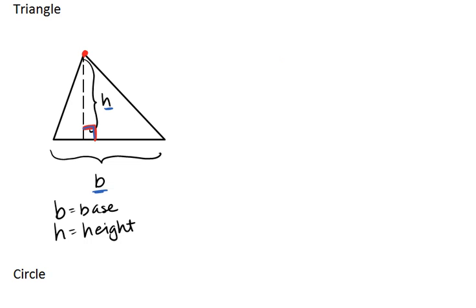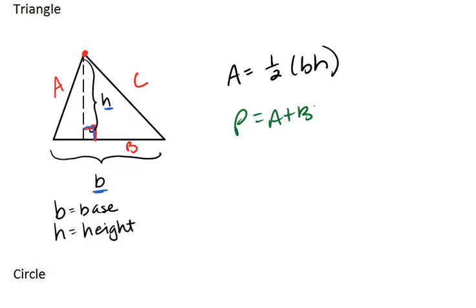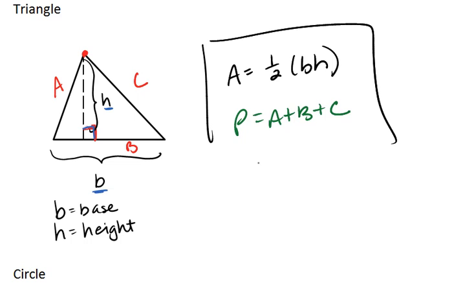This triangle has sides A, B, actually we'll label B down here with the base, B, and C. Then the area of our triangle is 1/2 base times height, and the perimeter is A plus B plus C. We will talk about the area formula in class tomorrow. Think about why it is what it is.